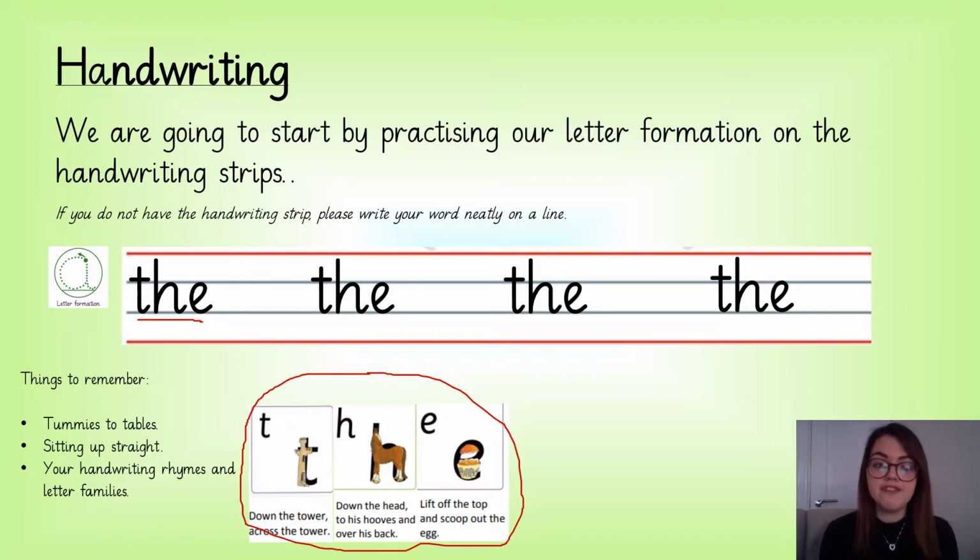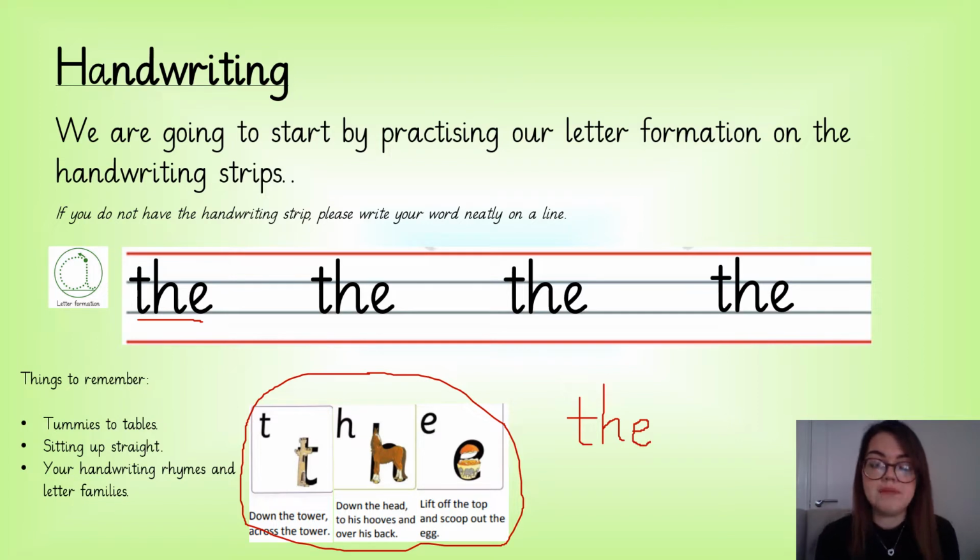Now you can see for the letter T, we've got to go down the tower and across the tower to make the letter T. For the letter H, we've got to go down the head to his hooves and over his back. And for the letter E, we've got to lift off the top and scoop out the egg.